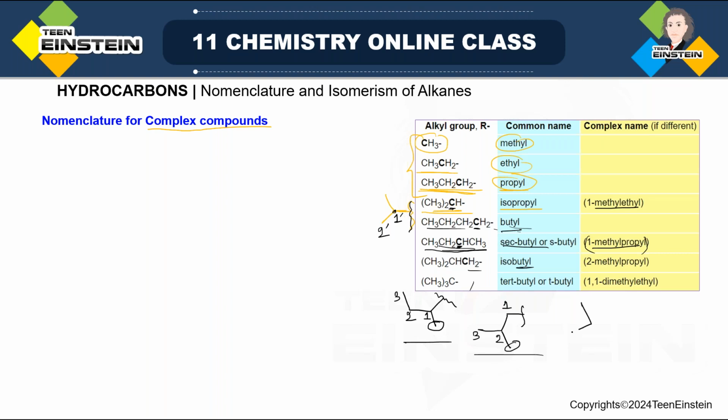And the last one. This connection point is this one. This carbon with which the whole molecule, actual molecule is connected. So this is 1 position. Now numbering, if you do 1 and 2, these 2 methyl, they are present at 1 position. So common name is tertiary butyl, but IUPAC name will be 1,1-dimethyl ethyl.